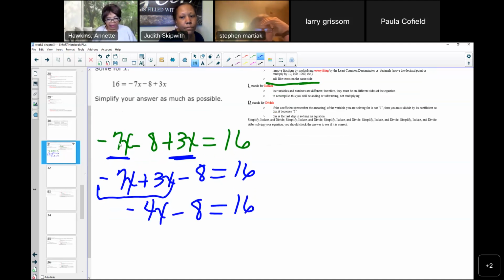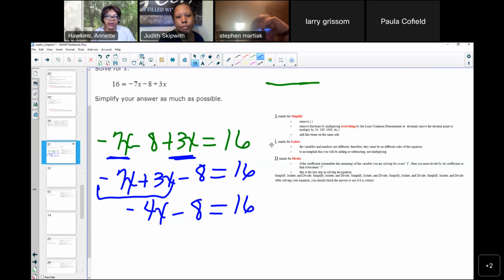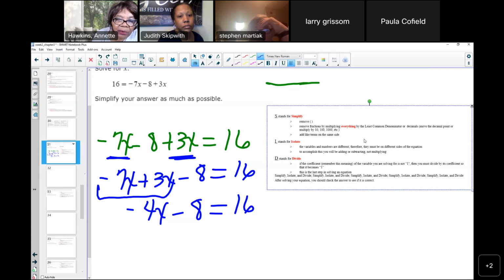All right, now that I have combined like terms on the same side, the next thing I want to do is isolate. I've got to isolate the variable. The variable has to be on a side by itself, and the numbers have to be on the other side. So the next step is to isolate. The variables and numbers are different, therefore they must be on different sides of the equation. To accomplish this, you will be adding or subtracting, not multiplying. All right, so here is my variable.